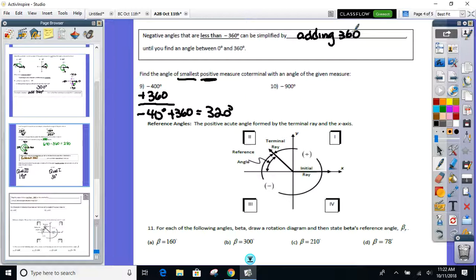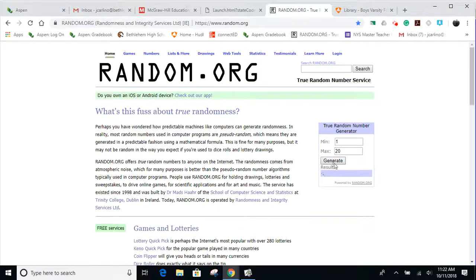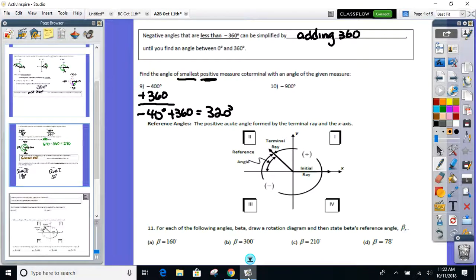And then I'll give you guys a second on negative 900, and I'll ask somebody. Surprised nobody's asked me this certain question yet, but we'll get to it. Negative 900 when you're ready. 12 when you're ready. Let me know what the smallest positive angle. 180.